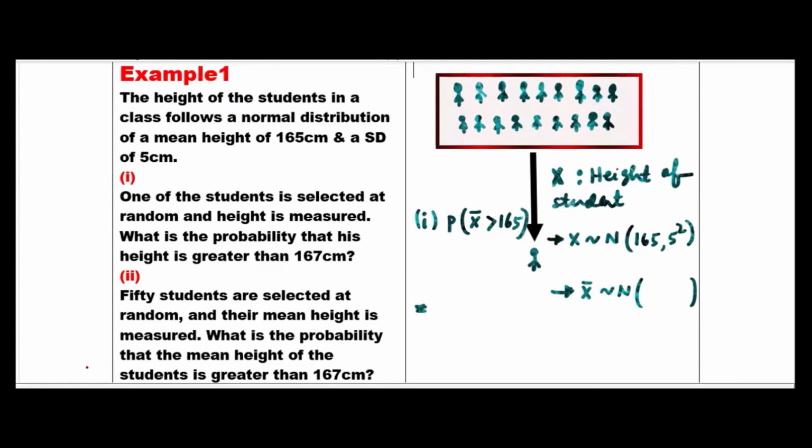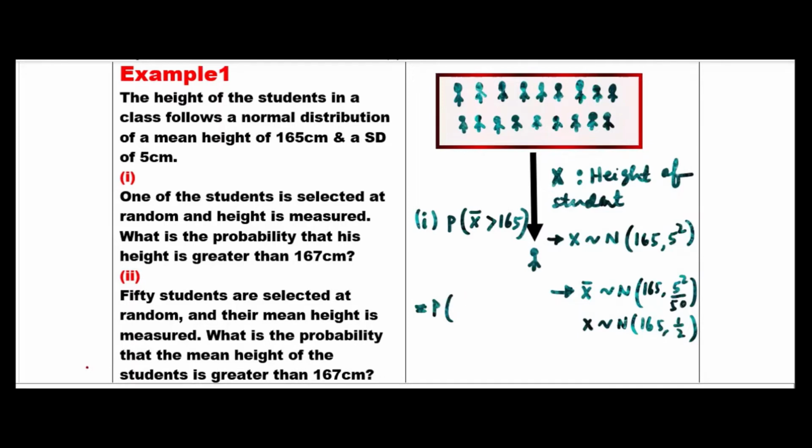Right. So that will be 165, mu, divided by sigma square by n. So 5 square divided by 50. So here the distribution of x bar will be normal, 165 and this is half, right? Yes, sir. 25 divided by 50. So when I find the probability x bar greater than 165, x bar is itself a random variable.